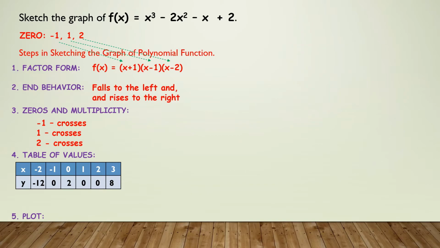Since we already have the table of values, what we're going to do is to make a set of ordered pairs from our table of values. So we will have negative 2, negative 12; negative 1, 0; 0, 2; 1, 0; 2, 0; and 3, 8. Then all you have to do now is to plot the points.